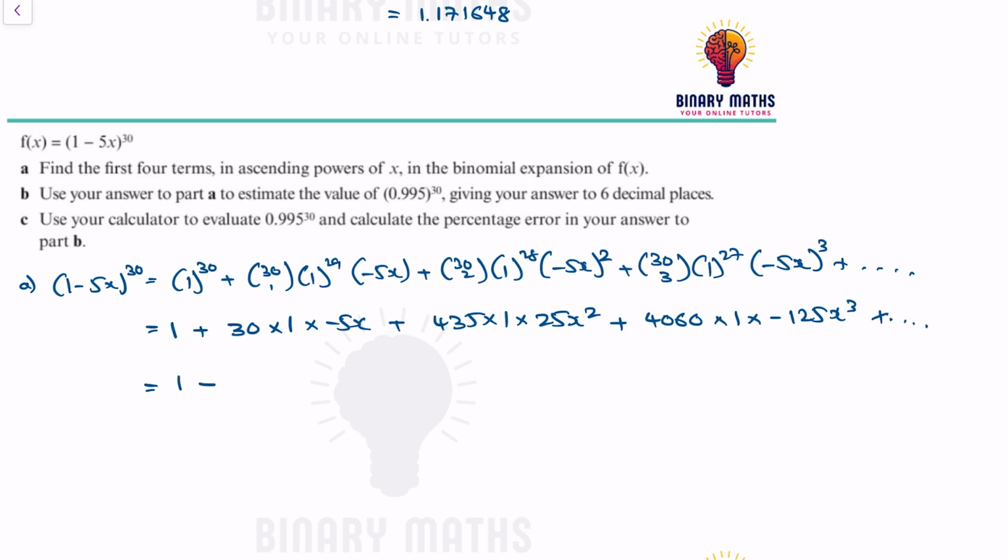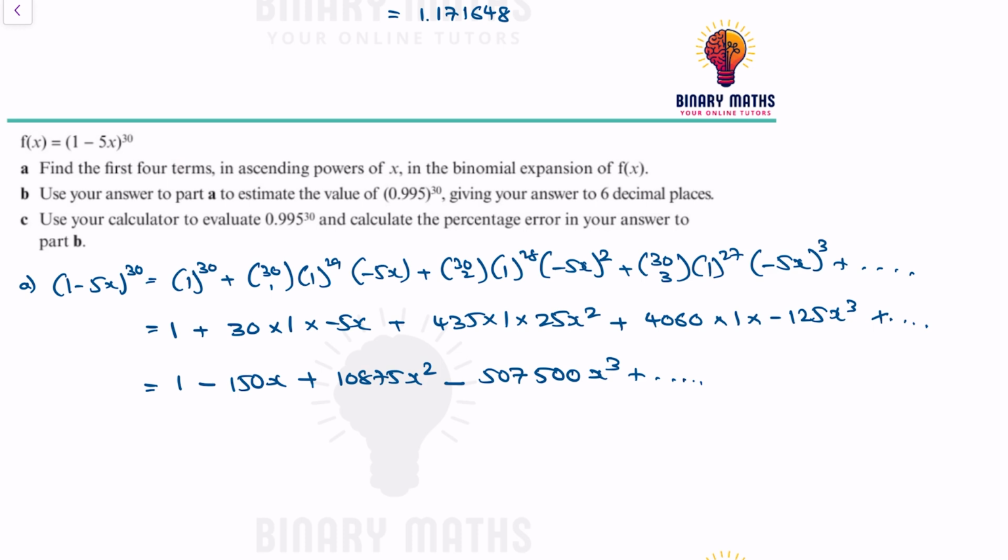If I simplify, I get a 1. Take away 30 times 1 times 5x is minus 150x. It's a positive 1 next. 435 times 1 times 25x squared gives me 10875x squared. The last term is going to be negative 4060 times 1 times 125x cubed, which gives me 507,500x cubed. Plus dot, dot, dot.